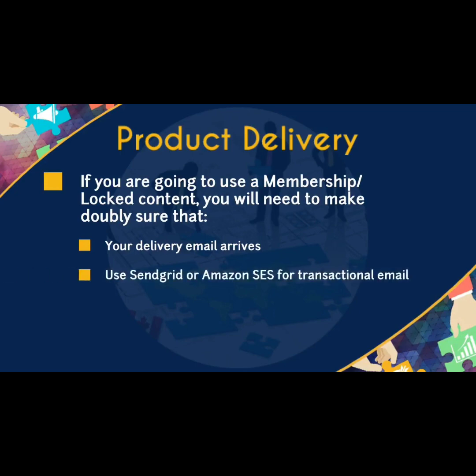One of the things you can do is to make sure that for any delivery email, you're using something like SendGrid or Amazon SES for any transactional email. Please do not rely on a cloud-based system. Please do not rely on your WordPress installation. You will find more often than not that email is not going to make it into people's inbox.